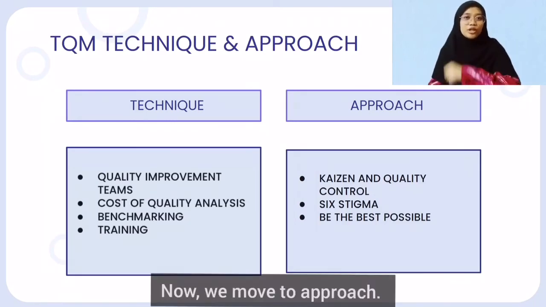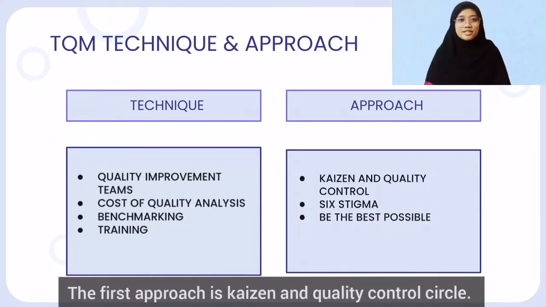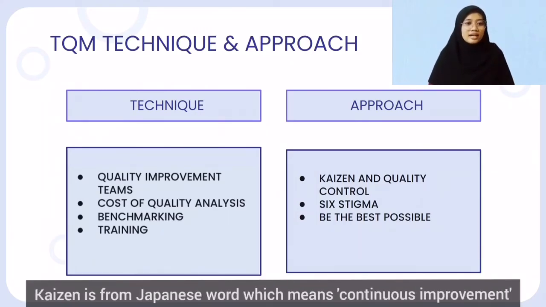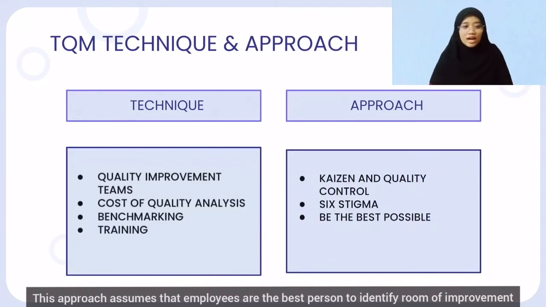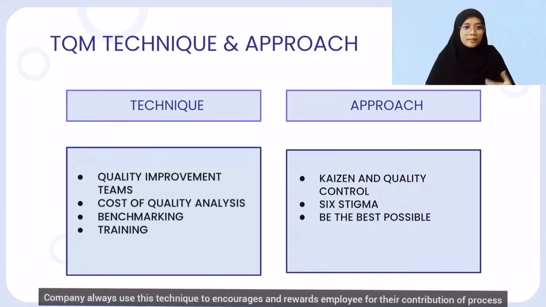Now we move to approaches. Okay, the first approach is Kaizen and quality control circles. Kaizen is a Japanese word which means continuous improvement. The approach assumes that employees are the best people to identify room for improvement. Companies always use these techniques to encourage and reward employees for their contribution to the process.